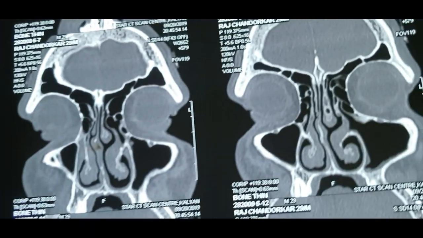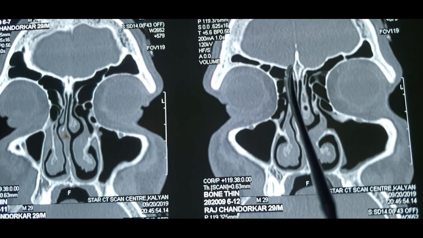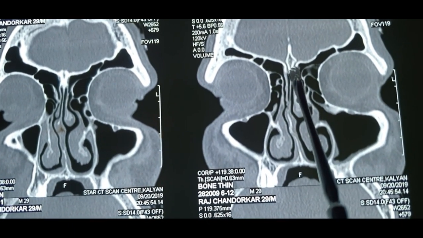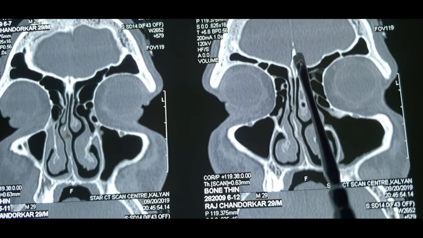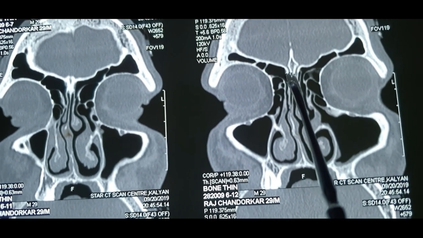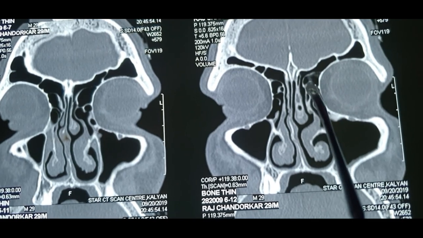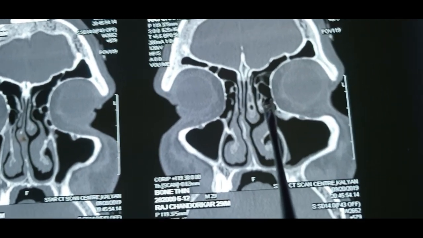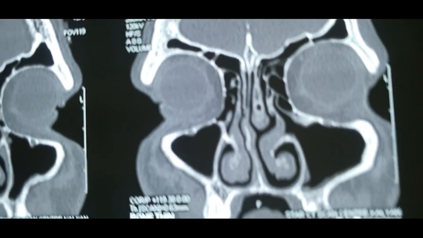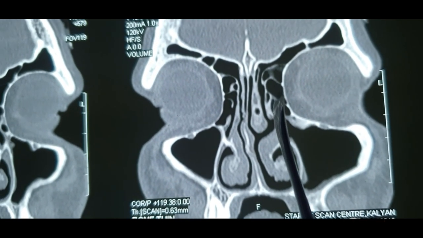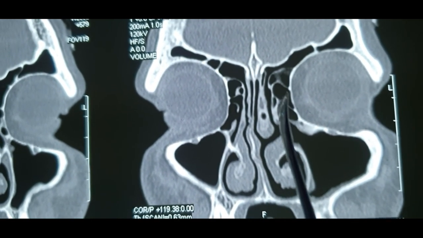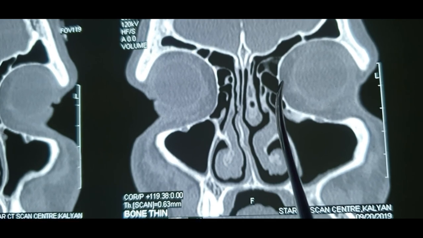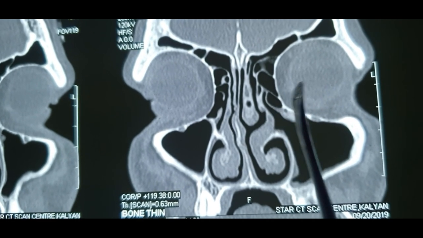So if you keep on going further posterior, you can see the beginning of the cribriform plate, that is the crista galli. As you can see here, that's the crista galli with the cribriform olfactory fossa. So here, the structure which you see here, that's the bulla ethmoidalis. The bulla ethmoidalis attaches laterally onto the lamina papyracea.